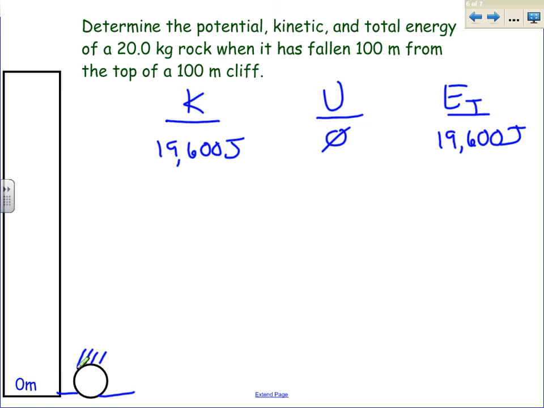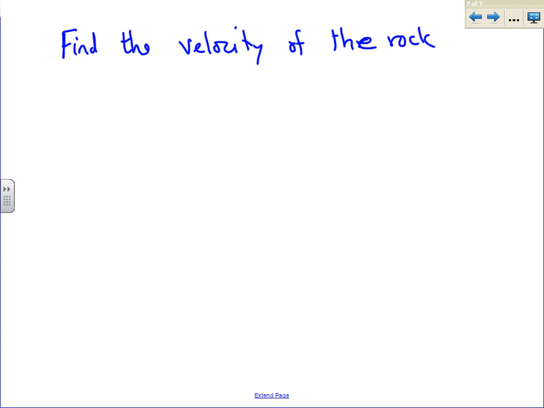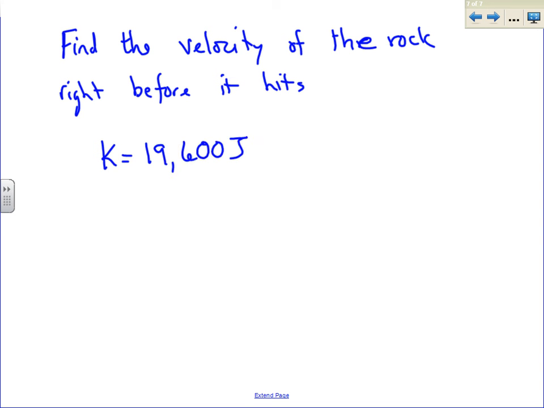Now let's figure out the velocity of this rock right before it hits using kinetic energy. Find the velocity of the rock right before it hits. So, we know that kinetic energy is 19,600 joules. We know the mass of the rock is 20 kilograms, and we're trying to find velocity. There are other ways of doing this. You could use your kinematics, but I just want to show you a different way.